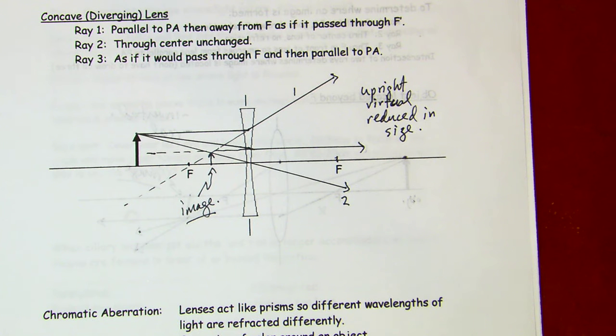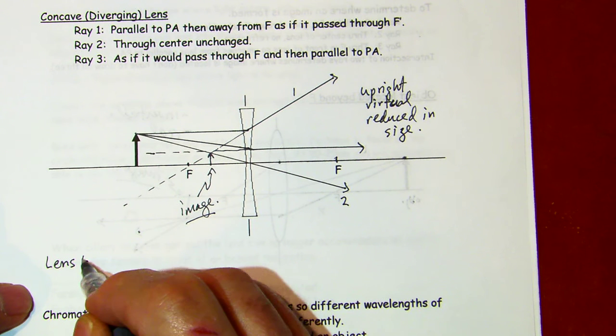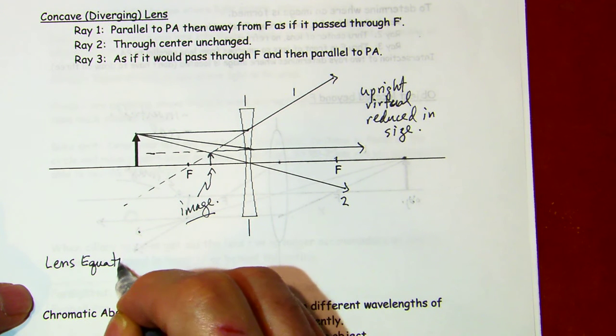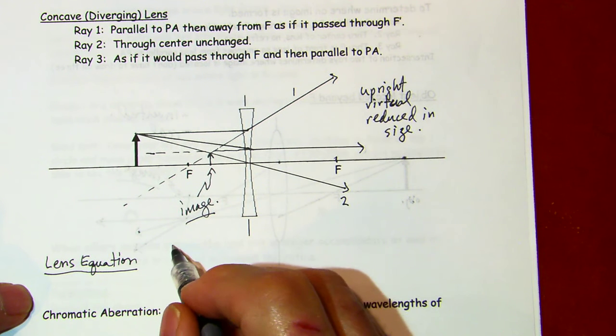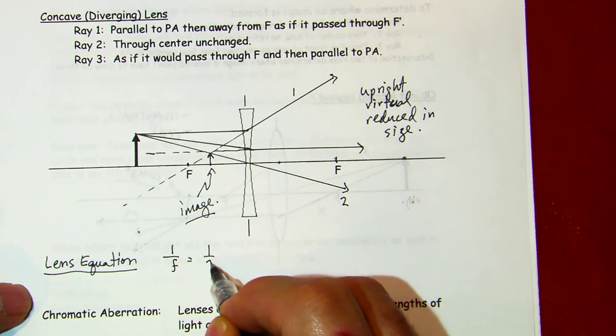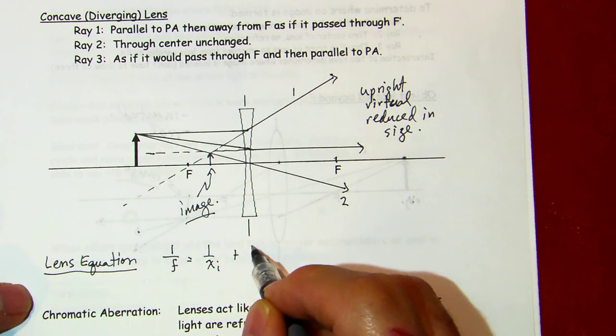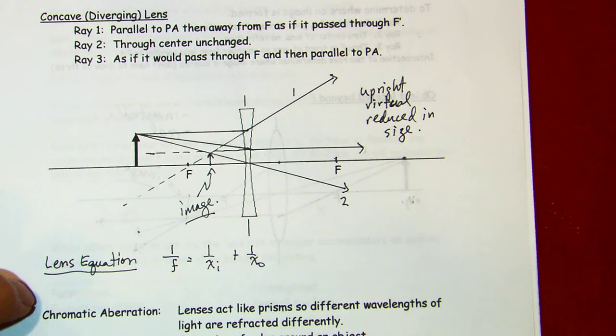Okay. Oh shoot, I forgot to leave you a spot for the lens equation. So let's write it in right here. Okay, you ready for this? This is going to complicate things so much. The lens equation looks an awful lot like the mirror equation. Same equation.